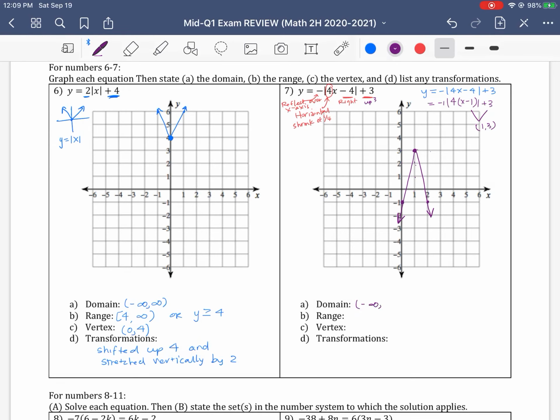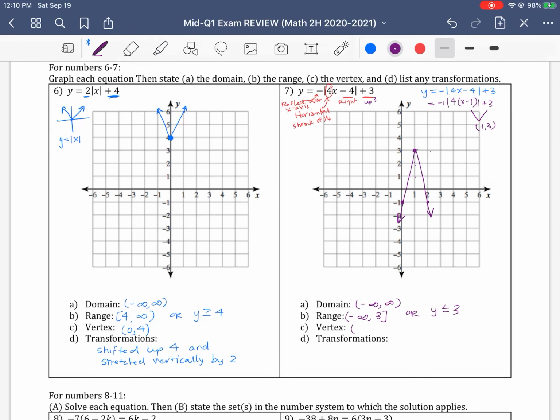Domain, again, all domain values work for this. Range, however, is coming from the bottom. So notice you're going forever in this direction. Because we write intervals from least to greatest, we're going to start at negative infinity, and we're going to include every y value up until 3. So our interval is going to look like negative infinity up to 3, and we'll include 3. Or if you want to say y is always less than or equal to 3, that also works.